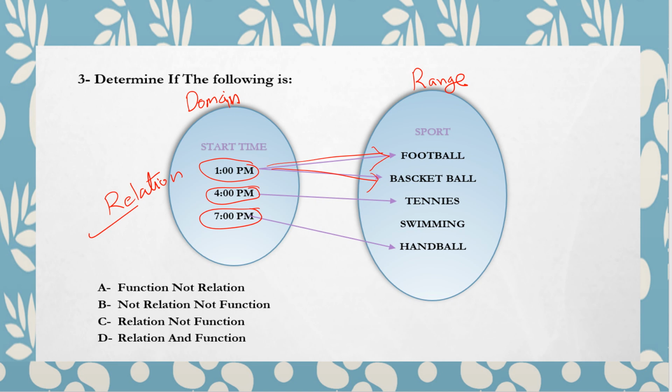But here the start time 1 p.m. corresponds to two sports, football and basketball, at the same time, so this is not a function. This is a relation but not a function. So the correct answer is C. This is a relation but not a function.